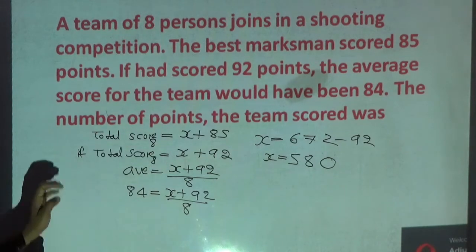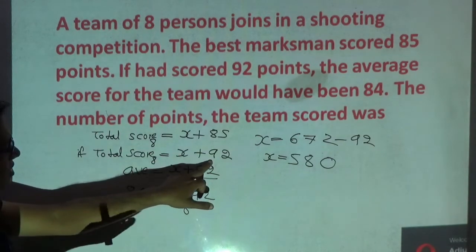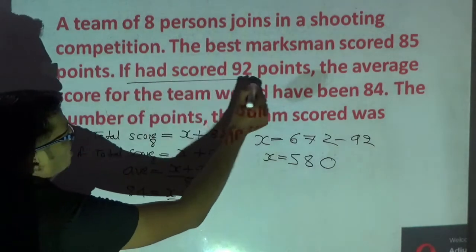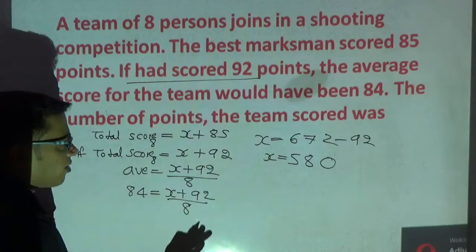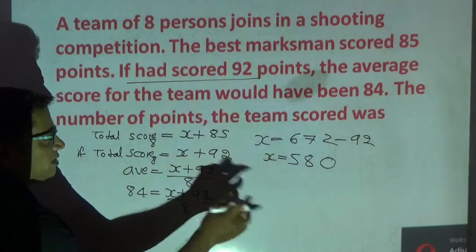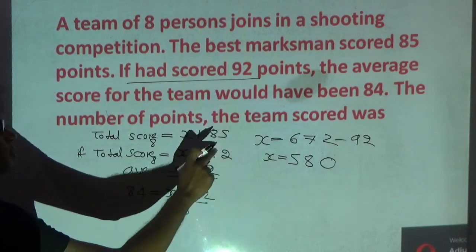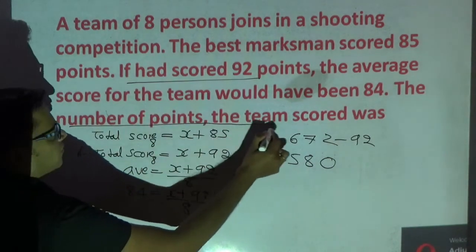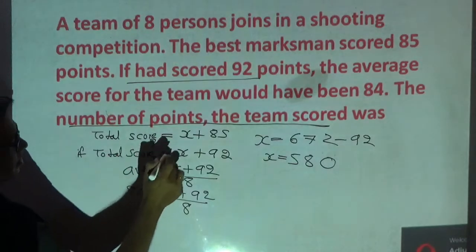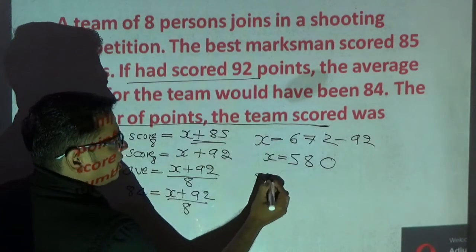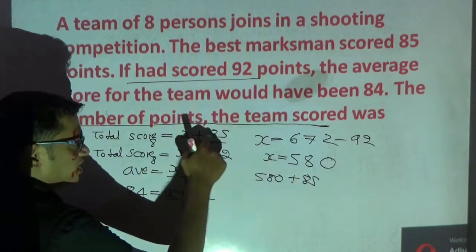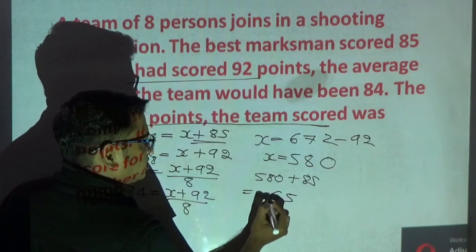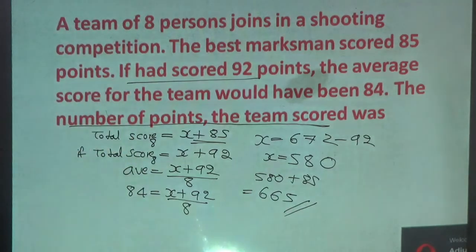Now what do I want? See, 92 is not the actual score that they have given. Please note, it is only if he had scored 92. But the actual score is 85 only. Now what I want is the number of points of the team, the actual score. 580 plus 85, since he actually scored 85 only, that is nothing but 5, this is 6, 665 is the actual score.